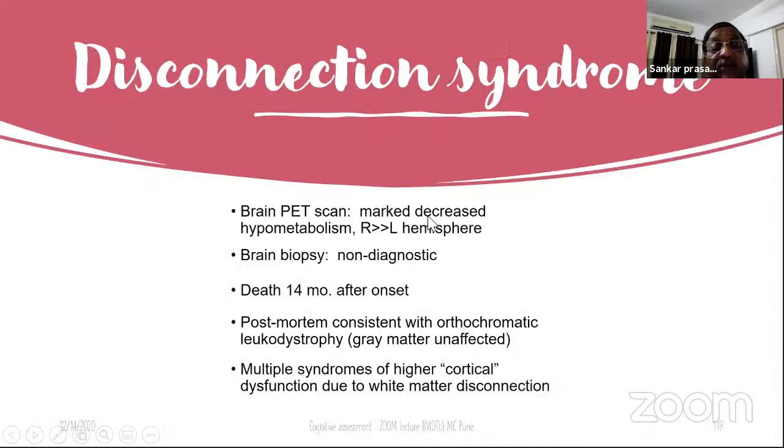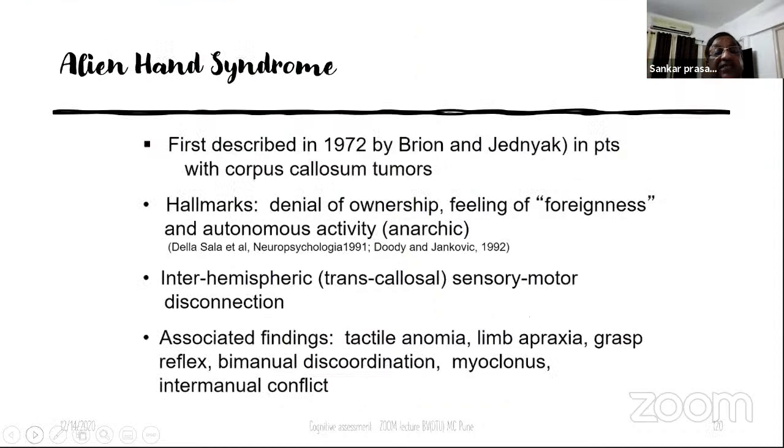The brain PET has shown marked decreased hypermetabolism, right more than left. Brain biopsy is non-diagnostic. He died 14 months after the onset. The post-mortem is consistent with leukodystrophy. Gray matter was totally unaffected. Multiple syndromes or higher cortical dysfunction due to white matter disconnection. So we have seen many disconnection syndromes.